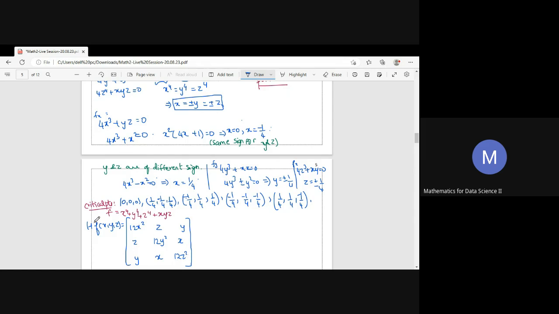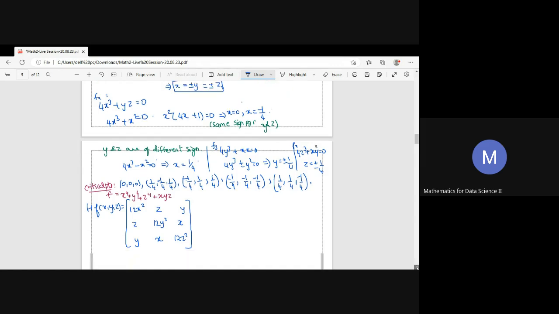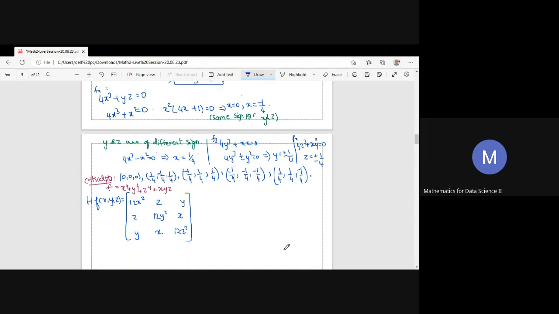So you have to find the values of this Hessian matrix at each point. Okay, so let us consider the first critical point. Obviously, for this critical point, your Hessian matrix will become the zero matrix. So straight away, without any calculation, you can say that at 0, 0, 0 the test is inconclusive. This you can write straight up.